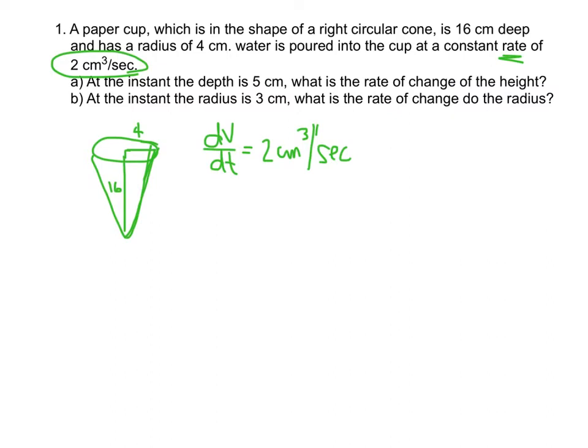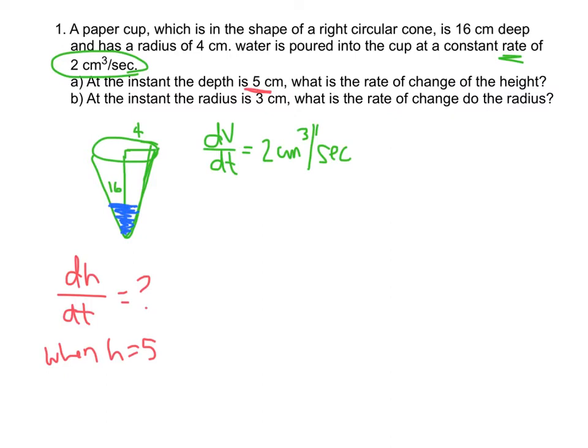Okay, so now if we read the next question, or part A, it says, at the instant that the depth is 5, what is the rate of change of the height? So you can see here what they're looking for, the rate of change of the height, that's dh/dt. Okay, that's our unknown. But notice that they want it at the instant when the height, the depth, is 5. So when h is 5, what does that mean? Well, you have this concept that you are filling up the water, and what it's saying is, what is the rate at which the height is changing when the height of the water is 5?